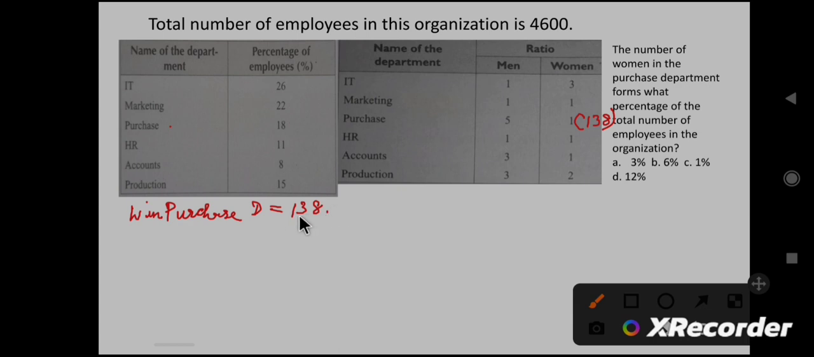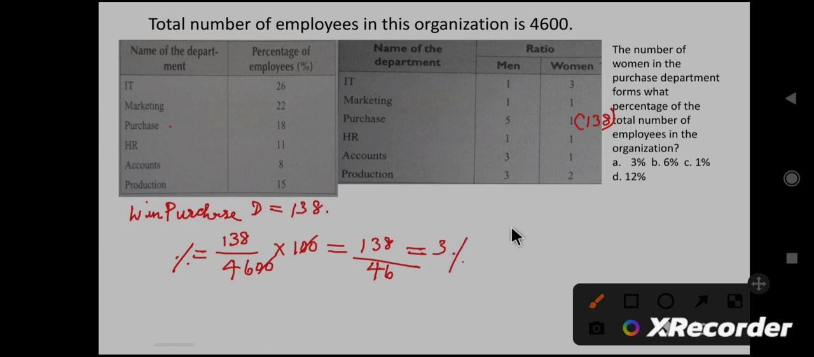now they are asking what percentage of 4600 is 138. So to find out the percentage, it is 138 divided by the total number 4600, into, as they have asked us to tell the percentage, we are multiplying it with 100. So these two zeros cancel and these two zeros cancel. So 138 divided by 46. If you do this, you will get 3%. So our answer for this question is 3%.